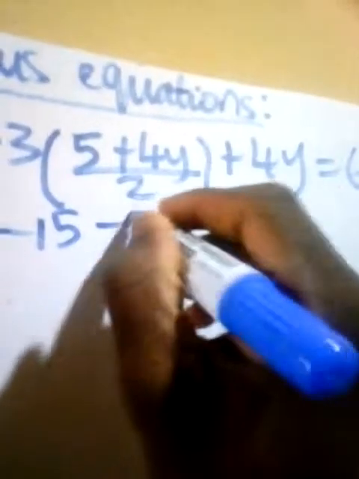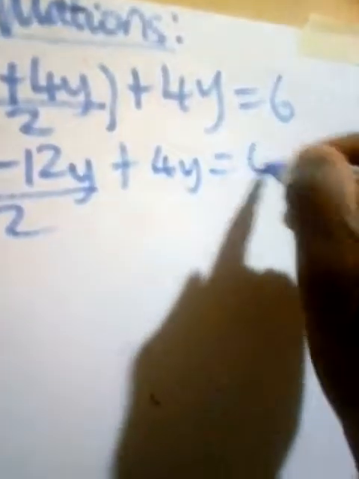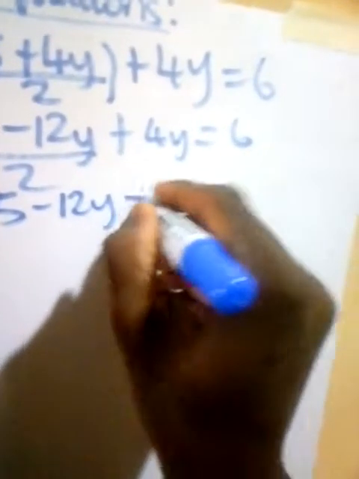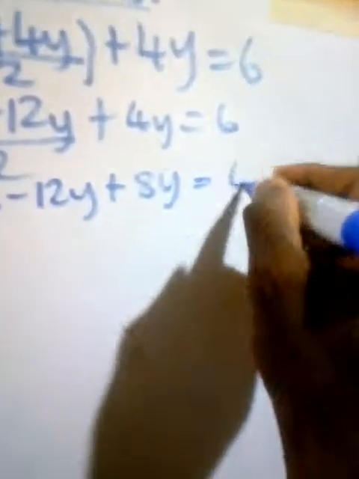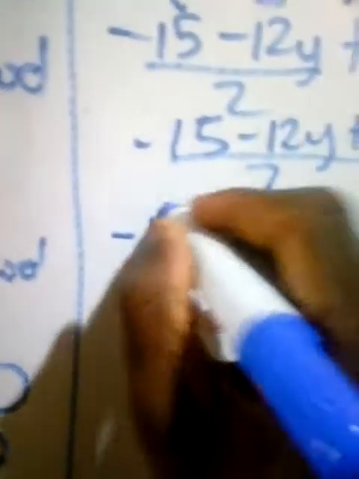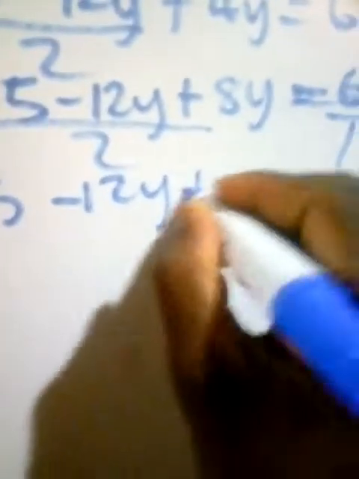Now I'm going to open the bracket. This gives me minus 15 minus 12y over 2 plus 4y is equal to 6. So all I need to do is take the LCM, and I have minus 15 minus 12y plus 8y, all over 2, is equal to 6. I'm going to cross multiply both sides, and this gives me minus 15 minus 12y plus 8y is equal to 2 times 6. That's 12.